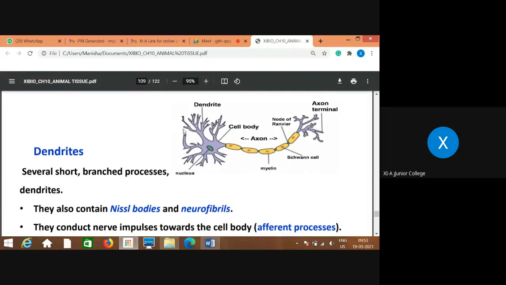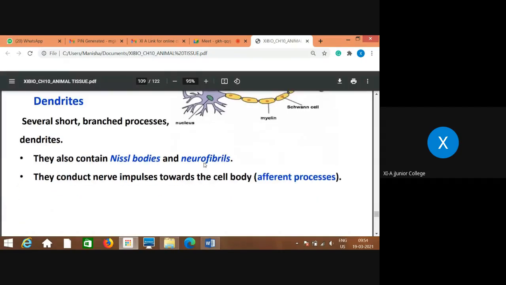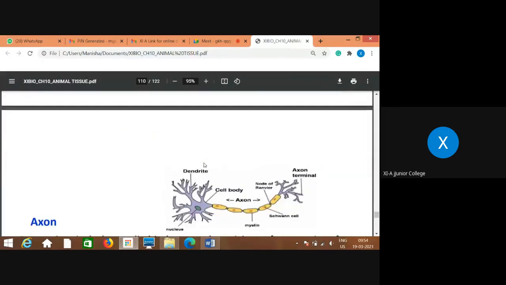Now try to understand what is afferent. Afferent generally means those which receive, which are entering or which are receiving. So they are considered to be afferent processes. These are all dendrites. They are considered to be receiving impulses. That means they receive the impulses and conduct them towards the cell body.